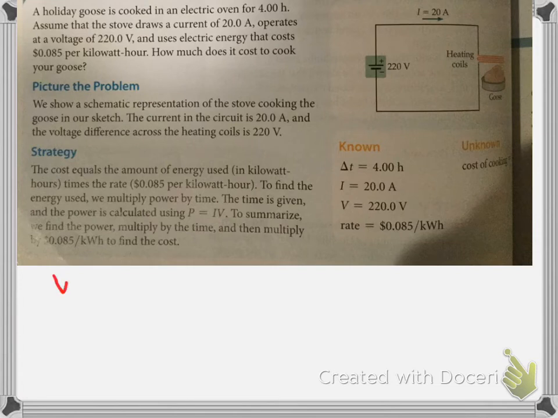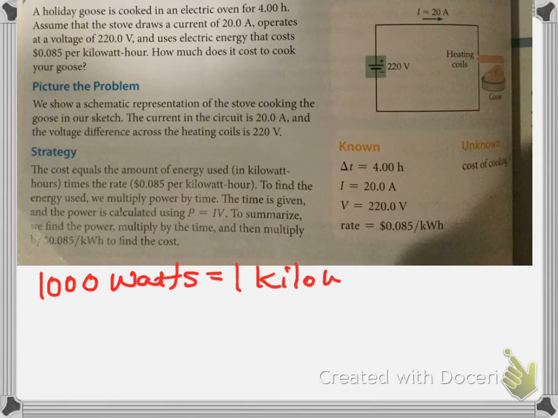Well, anytime you put a kilo in front of a unit, remember watts. A watt is a unit that we use to measure power. And so 1,000 watts would equal 1 kilowatt. Just like 1,000 meters equals 1 kilometer, and so on.